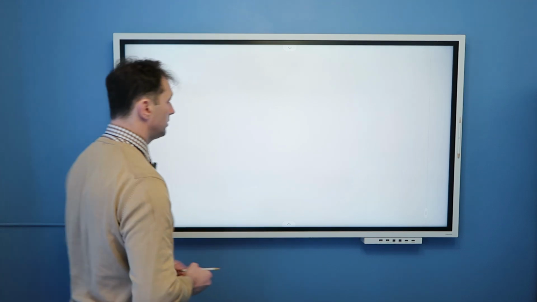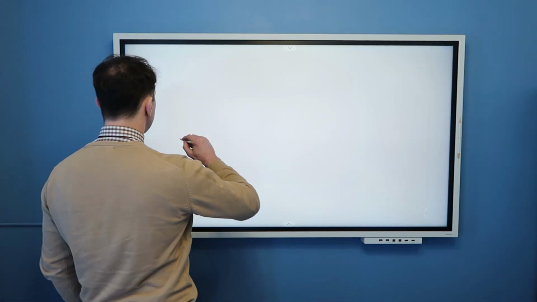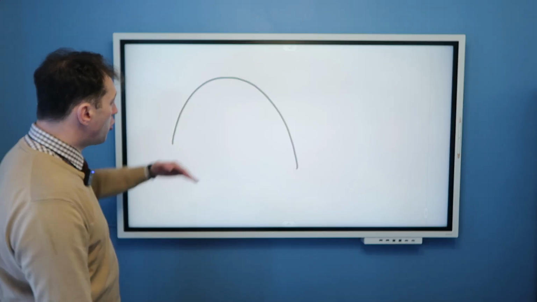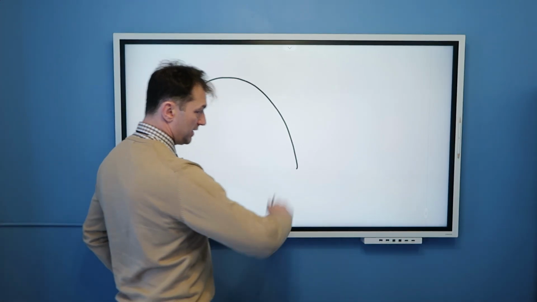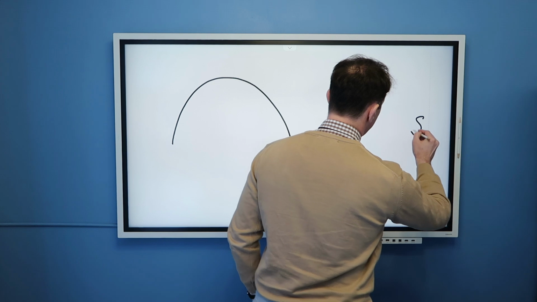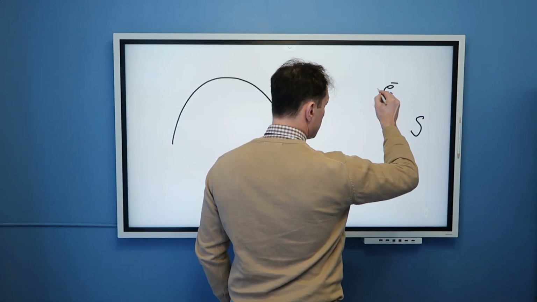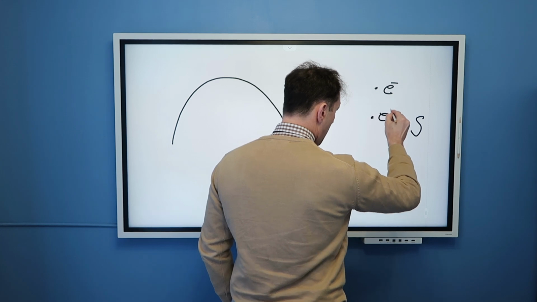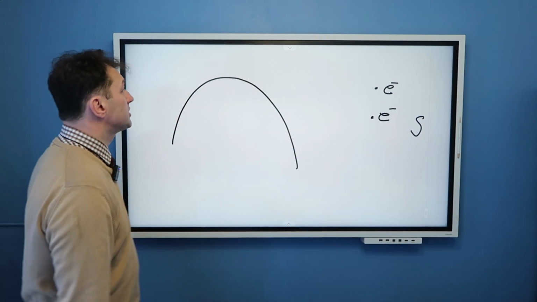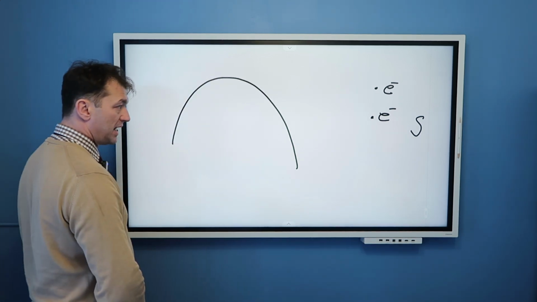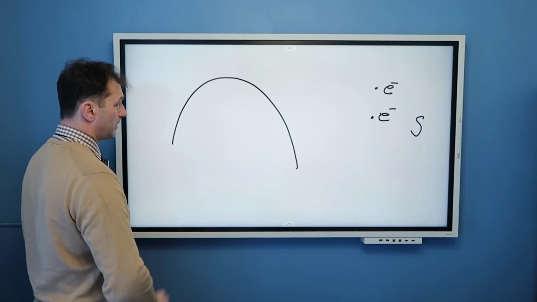Let us now have a closer look at the mechanism responsible for northern light. Here is the northern hemisphere of our planet, and here, somewhere far away, is the sun. And the sun, as we saw, is emitting charged particles, electrons and ions that are traveling towards our planet. This is the solar wind.